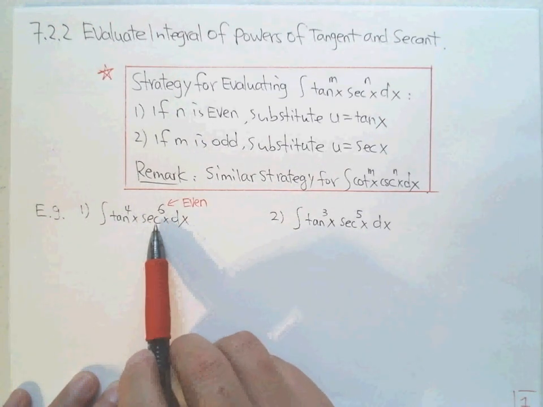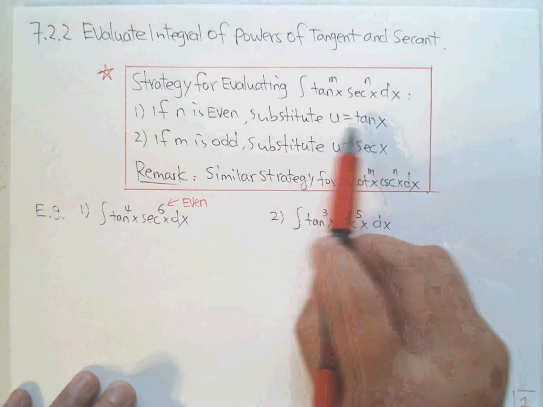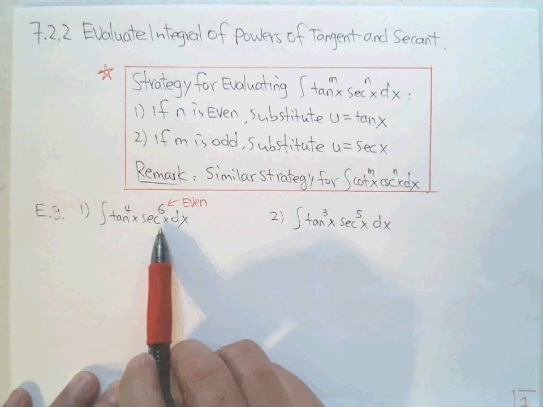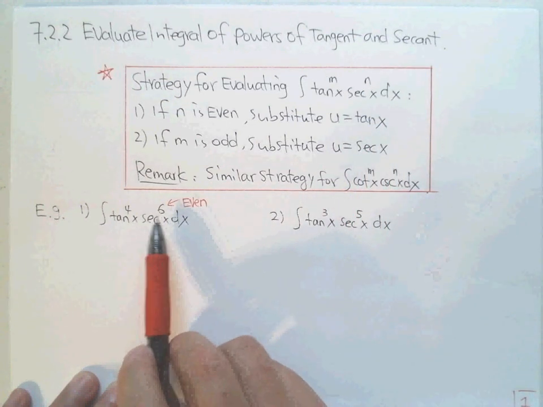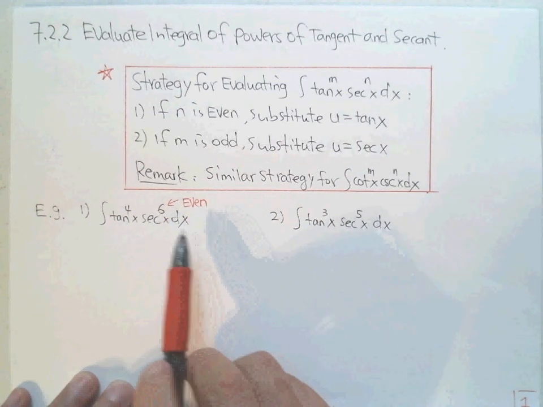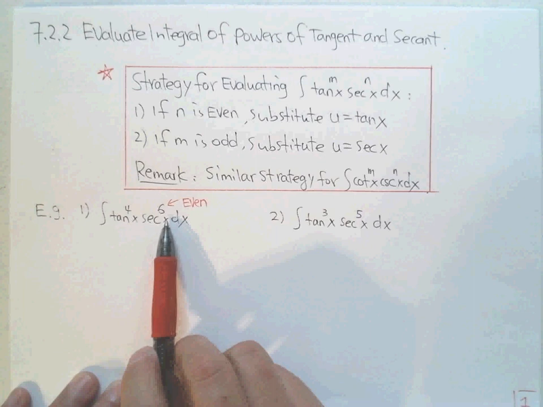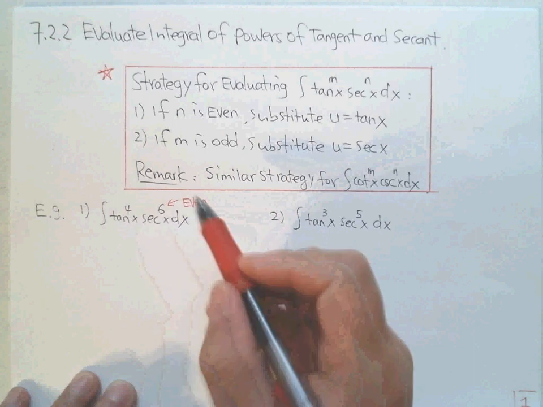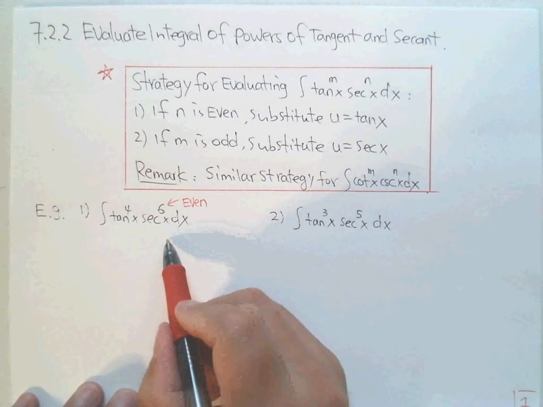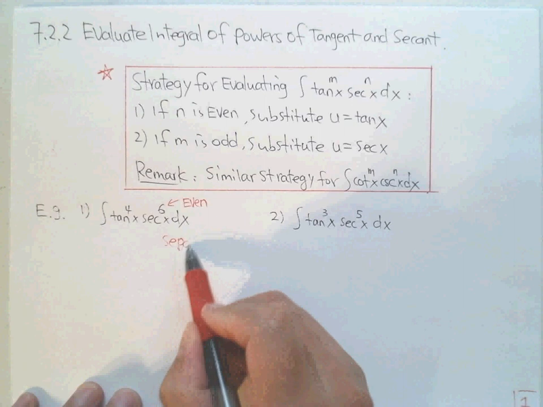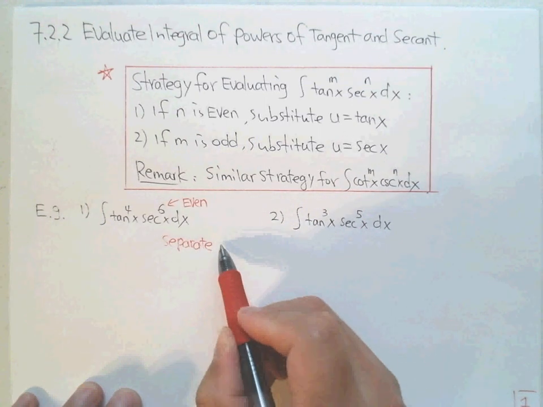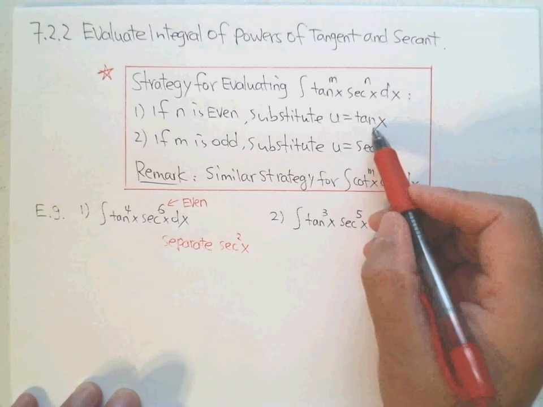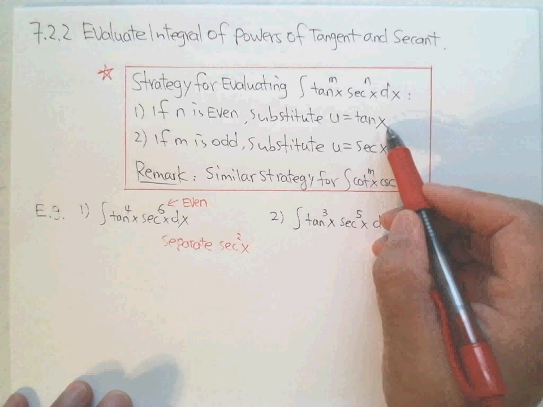If we do this substitution, what is du? Taking the derivative, du is secant squared dx. Do we have a secant squared here? If the power is even, yes, we can separate it. Once we separate the secant squared, we get secant squared dx, which is du. We try to make du first.